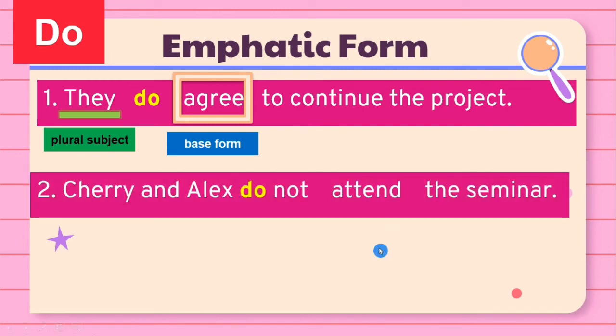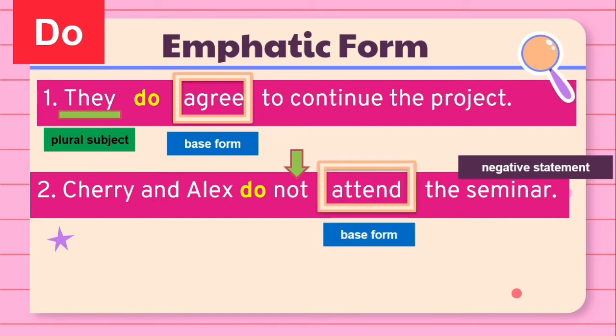Let's move on to the second example. Cherry and Alex did not attend the seminar. So here, notice that we are still using do, and then what follows right after do is not. So not here makes our statement negative. And then what follows after not would then be your verb, which is actually on its base form. So why do we use do in our sentence? It's because we are talking about a plural subject who are Cherry and Alex.